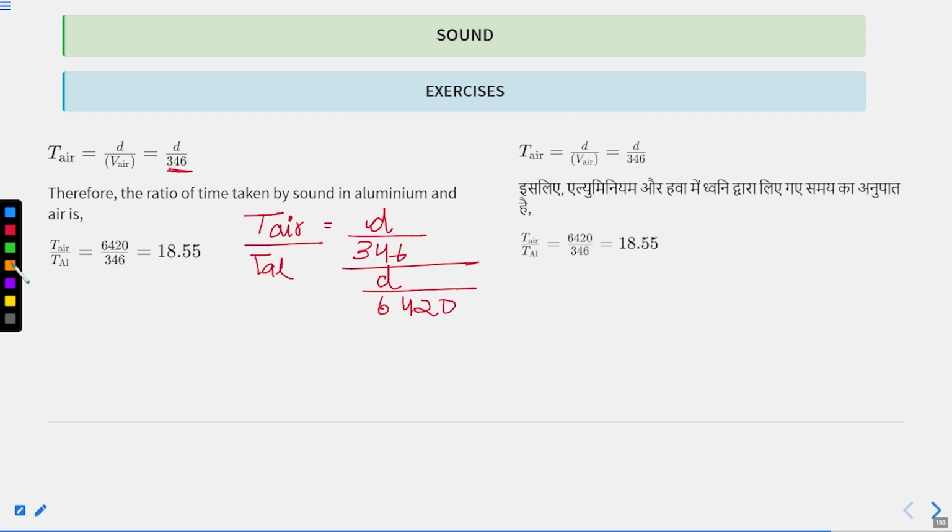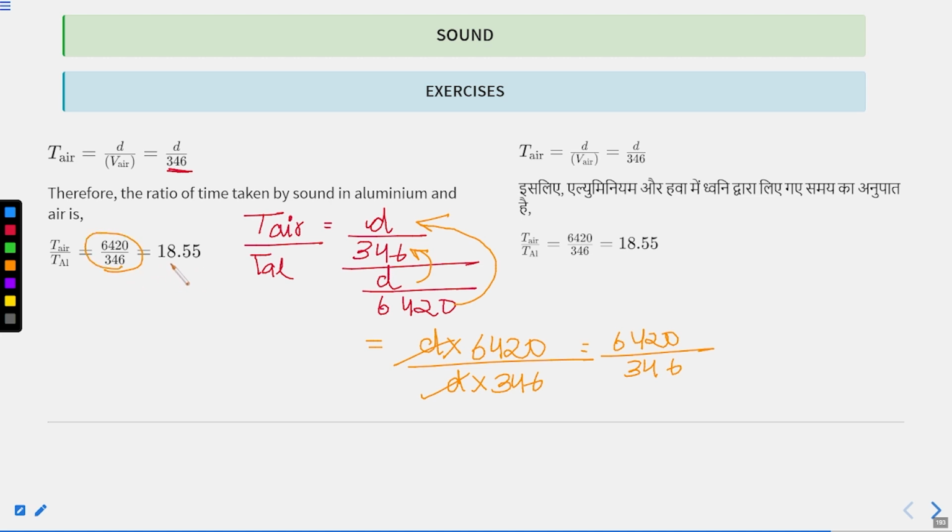Now let's simplify it. This d will come to this place and this term will come to this place, which will be equal to d into 6420 divided by d into 346. The d cancels with d, which equals 6420 divided by 346. When you solve this, the final result will be 18.55. So the ratio of time in air divided by time in aluminum is 18.55. Is it clear, class?